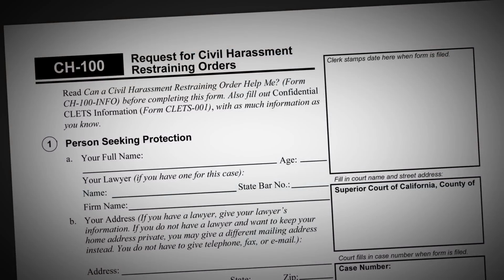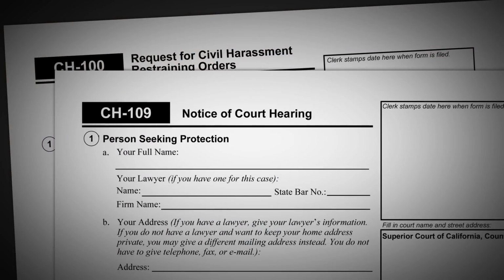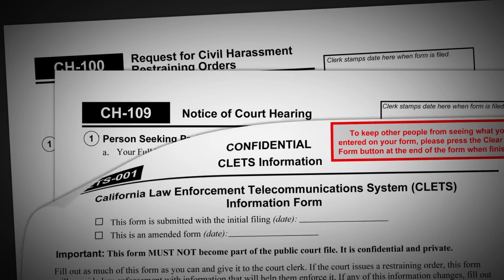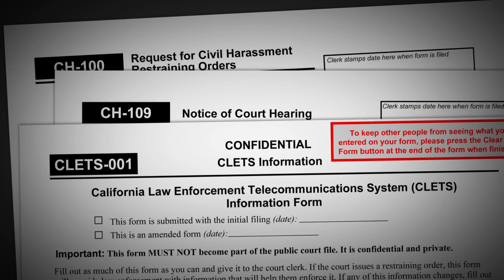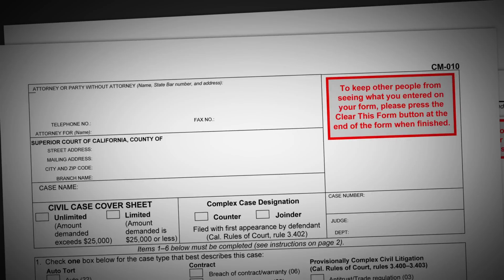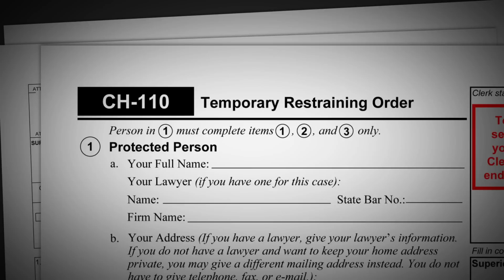Form CH-100, Request for Civil Harassment Restraining Orders. Form CH-109, Notice of Court Hearing. Form CLETS 001, Confidential CLETS Information. Form CM-010, Civil Case Cover Sheet. To request a TRO, you must also fill out Form CH-110, Temporary Restraining Order.